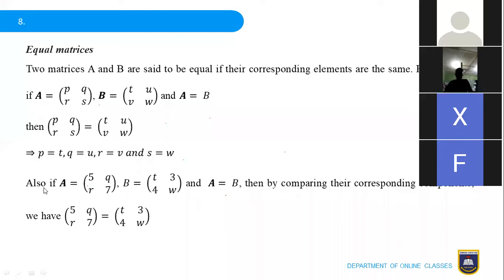Let's pick another example. If a matrix A equals 5, Q, R, 7, B equals T, 3, 4, W, and A equals B, then by comparing their corresponding components, the whole of this matrix A, which is 5, Q, R, 7, equals the matrix T, 3, 4, W. And by comparing, we can say that your Q is equal to 3.